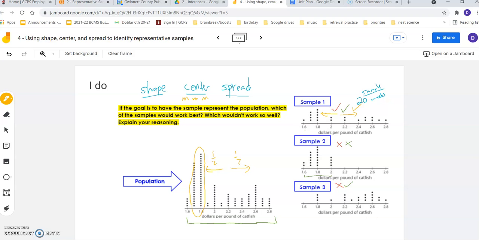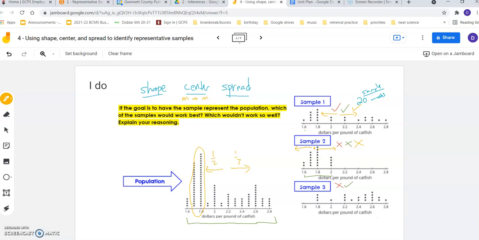Sample 2, the modes are a great match. They match perfectly where the mode of the population was, but the median's not. The median's probably around here. Half are below about $1.75 and half are more. So the median, the middle of the data, is nowhere close on that. The mode was, though.